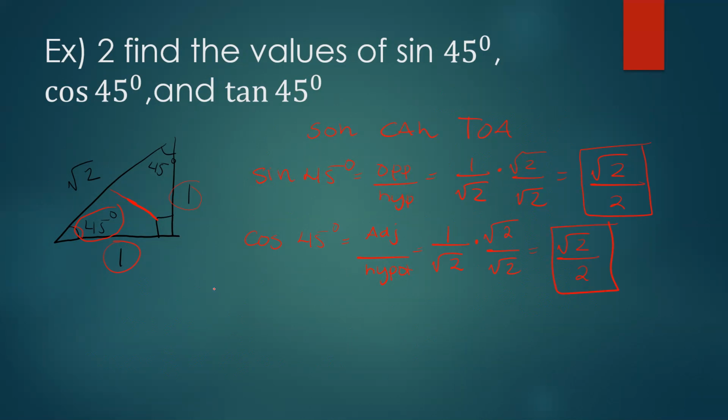Okay, and then the last one says find tan of 45 degrees. So TOA, so tangent is going to be opposite over adjacent. So here's my theta, my angle. Where's my opposite side? My opposite side would be here, this one. And then my adjacent side is this one right here. So your tan of 45 is just going to be positive 1. Okay, I hope that helps. So that was example 2. Let's move on to example 3.